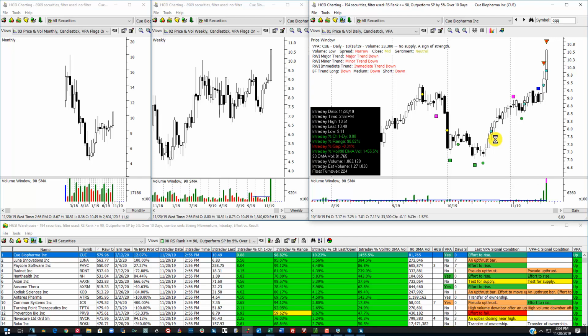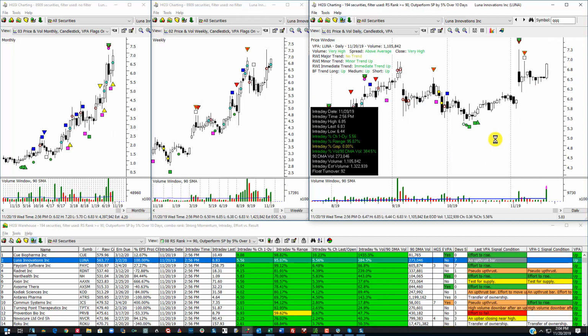Let's look at Luna. Strong monthly, strong weekly. Nearly trying to break past this resistance here. Earnings were reported on this day, and you can see it shot up. But now it's held steady. It's under accumulation. It looks like it's going to make another run to go higher. It's up 5.56% today.